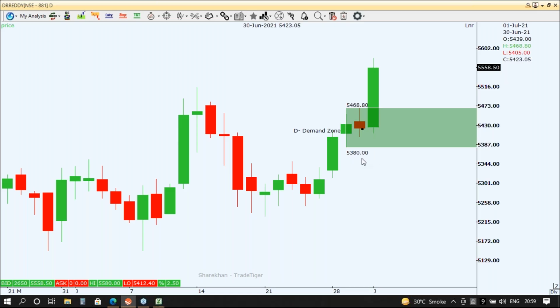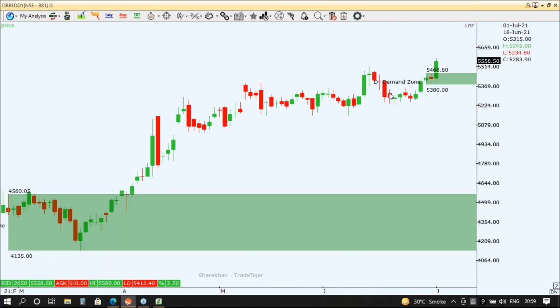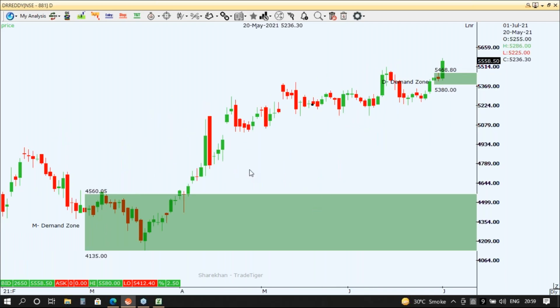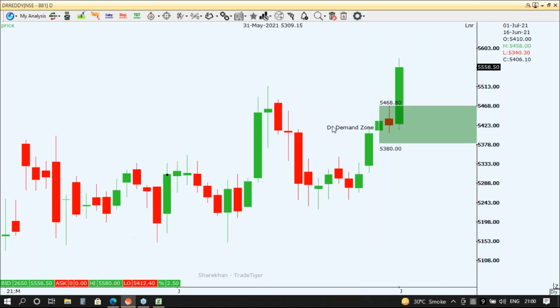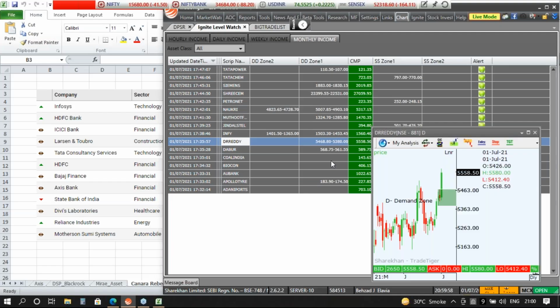Somebody really wants to sell their puts for 5,200s, 5,300s, 5,400s. This is all beautiful, and it's moving in an uptrending manner. Just keep on doing this. So the third stock from my side is definitely Dr. Reddy over here.